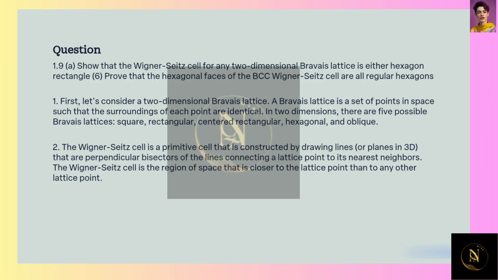2. The Wigner Seitz cell is a primitive cell that is constructed by drawing lines or planes in 3D that are perpendicular bisectors of the lines connecting a lattice point to its nearest neighbors. The Wigner Seitz cell is the region of space that is closer to the lattice point than to any other lattice point.